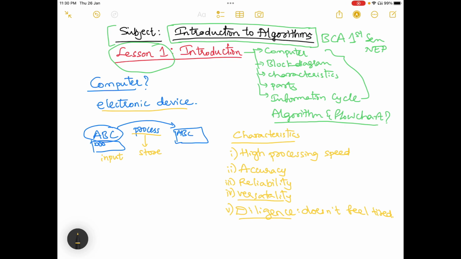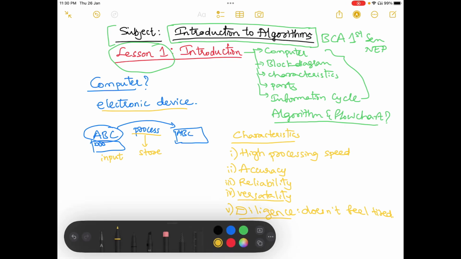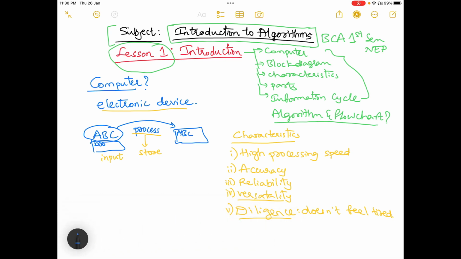So that is what diligence is. Hope the characteristics are clear. Let me give a brief overview of whatever we have discussed till now. Okay. So we have started with a basic definition of computer. So what is the computer? Computer is an electronic device which takes the data as input, processes it, stores and gives the output. Then we studied the characteristics. So which are the characteristics of the computer system? Firstly, the high processing speed, accuracy, reliability, versatility and diligence.